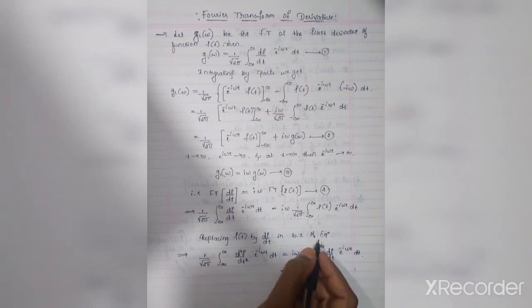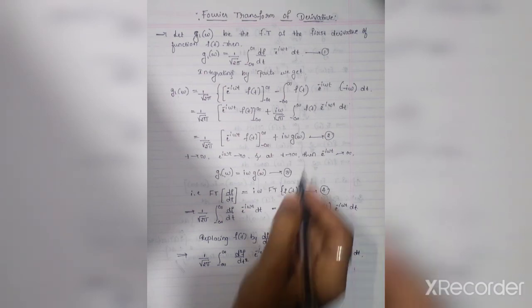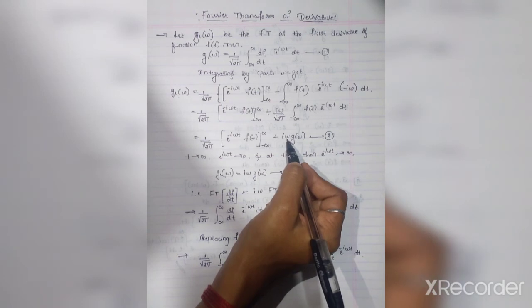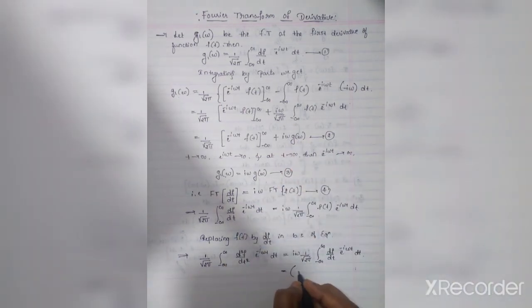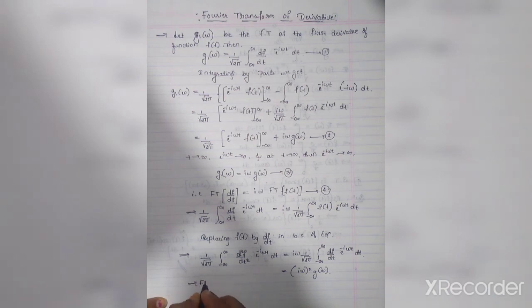So this becomes what? Now apply again the integration of df by dt into e raised to minus I omega t, this term only. So we will get I omega g of omega. I omega already is there. So this is I omega square g of omega. Okay. This means the Fourier transform of d2f divided by dt square is I omega square times the Fourier transform of f of t.